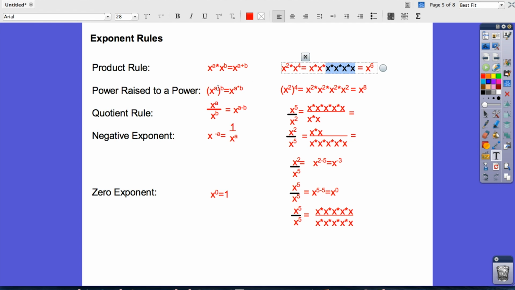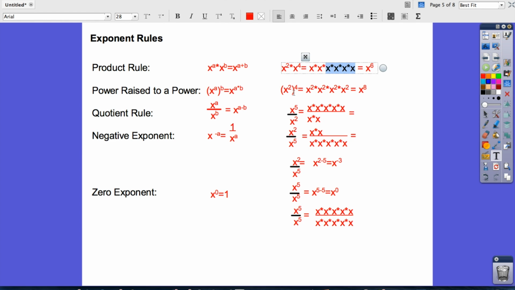Now a power raised to a power is exactly that. You'll notice it's x to the a to the b power. So notice there's only one x there. Now look at the example that I gave you. It says x squared to the fourth power. It looks very similar to the top, but the top one also has an additional x.